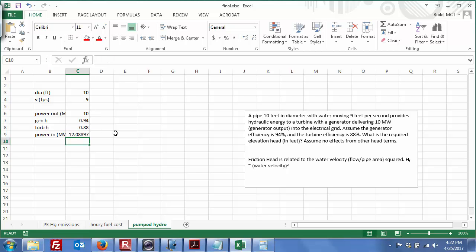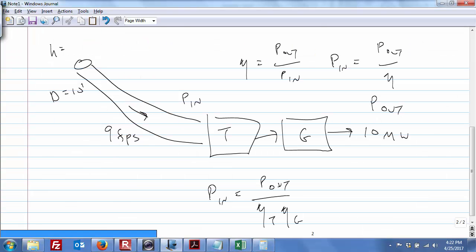Because you took 5 together and you equals 10. I always have to triple check on this dang thing. Okay, so 12 megawatts has to go in. Equals 12.08 megawatts going in.